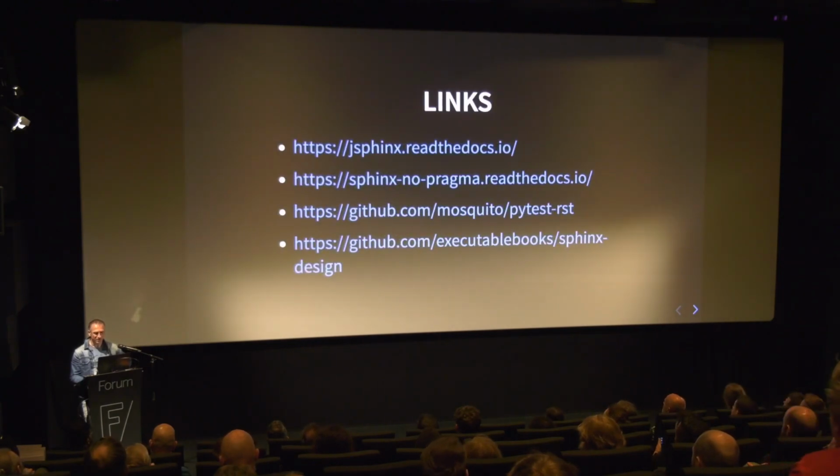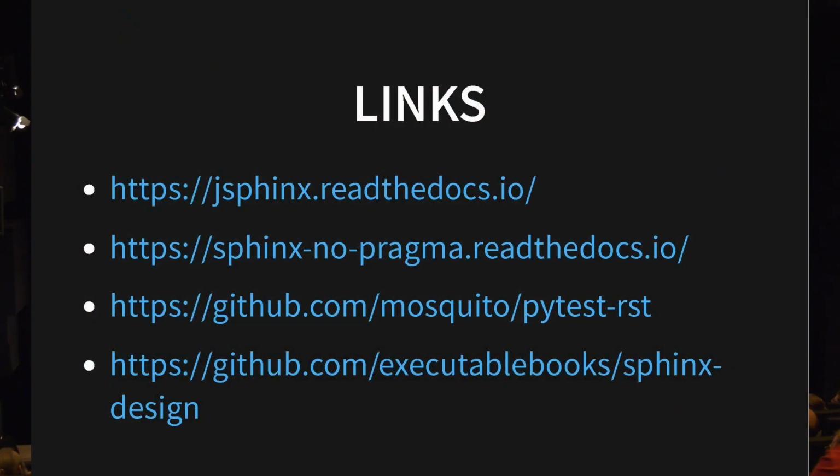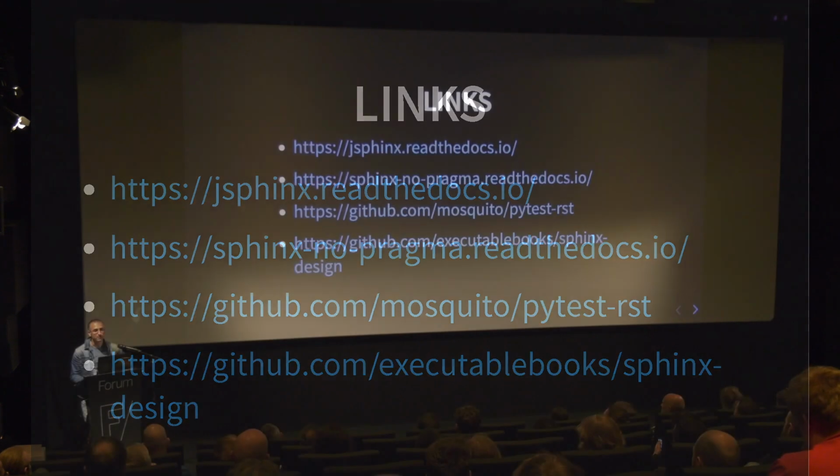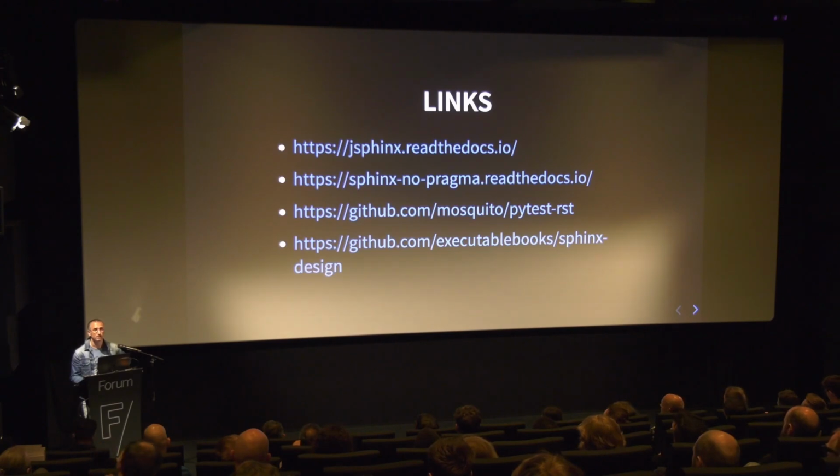And, well, there are some links to the projects and packages I recommend to use. This is JSphinx, the JavaScript library, Sphinx.pragma to strip the pragma comments. PyTest RST is a tool to test your code inside the code block snippets. And Sphinx Design is a great package to use. And if you are a Markdown user, Mosquito also wrote a plugin to test code snippets for Markdown. And by the way, similar tools are available for Markdown as well, but I'm not a Markdown guy.